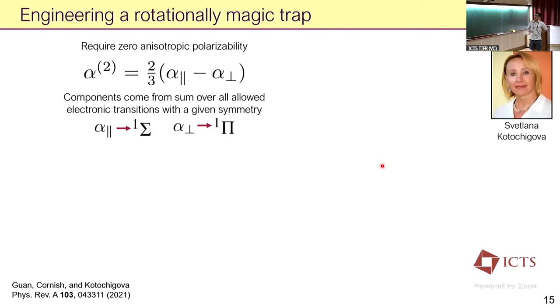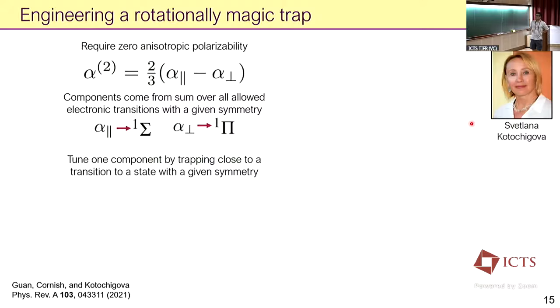So we had a very fruitful collaboration with Svetlana, and she pointed out that we should be able to make a magic trap. That understanding comes from the fact that these polarizabilities come from very different sets of transitions in the molecule. And so by tuning the laser in the vicinity of one of those transitions, you can control one of the polarizabilities without altering the other.